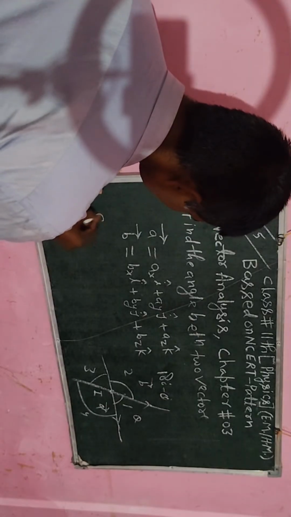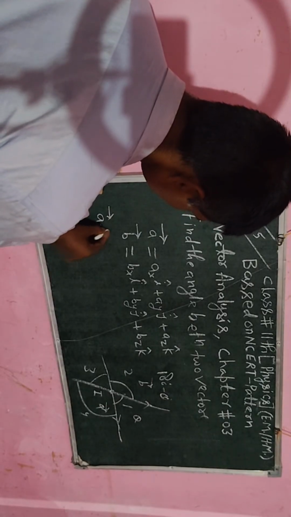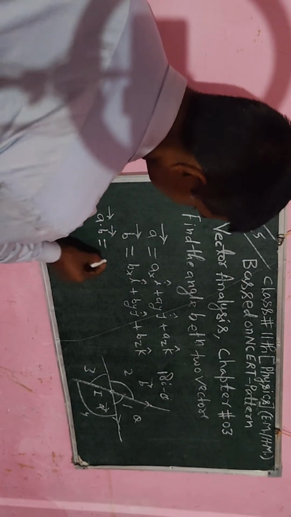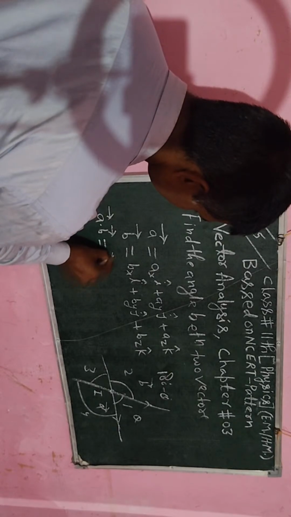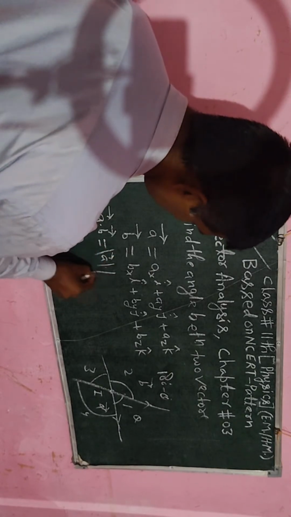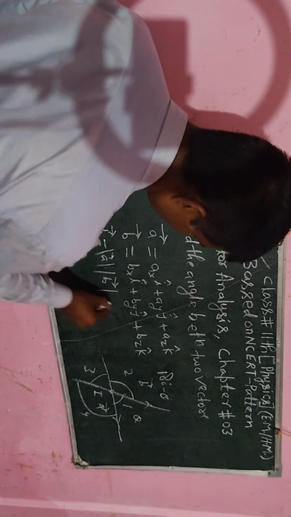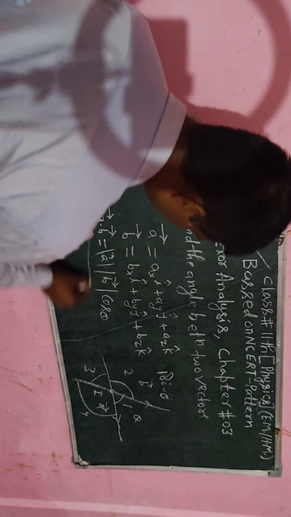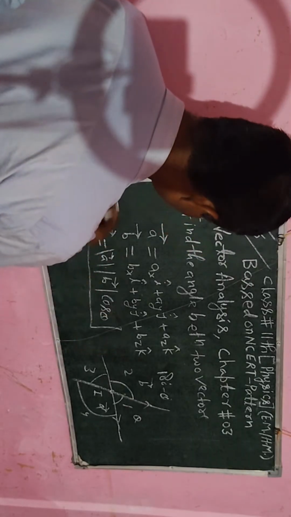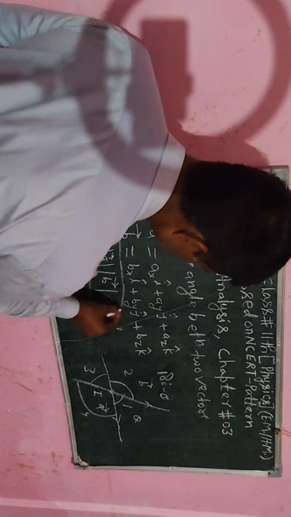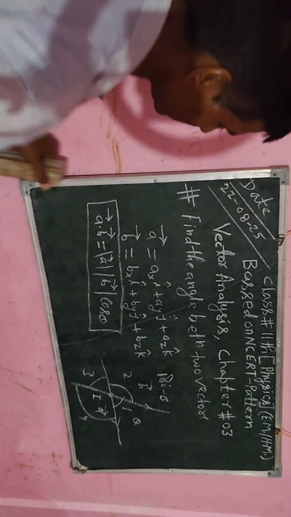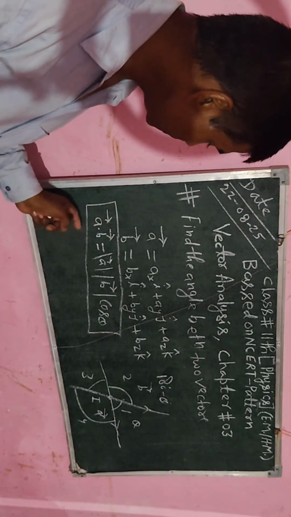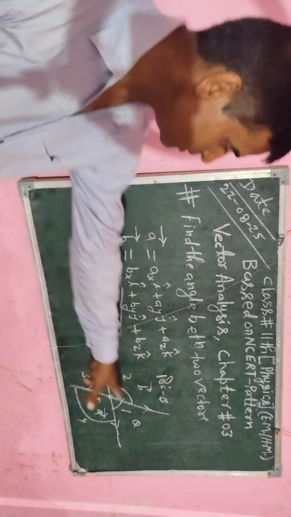So I will take the scalar product, that is A dot B. Here I will write A dot B, which means the magnitude of vector A into the magnitude of vector B into cos theta. So this formula I will write, and this is the scalar quantity. This formula is important. If two vectors are given, we have to use this formula for finding the angle between these two vectors.